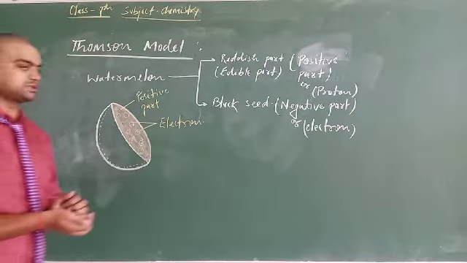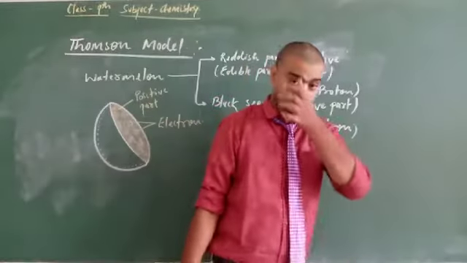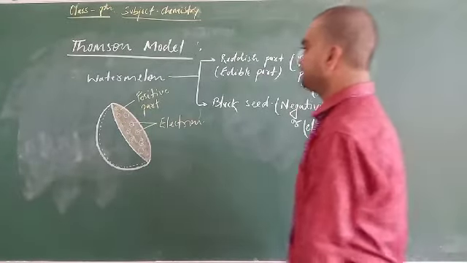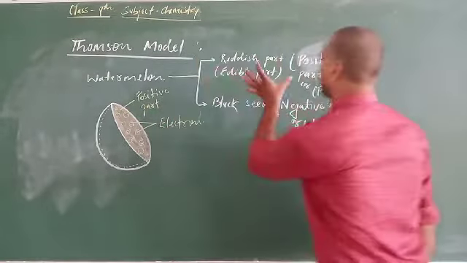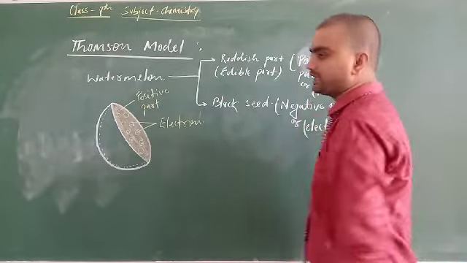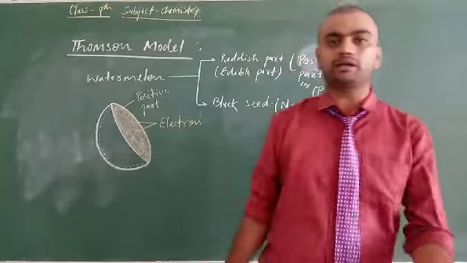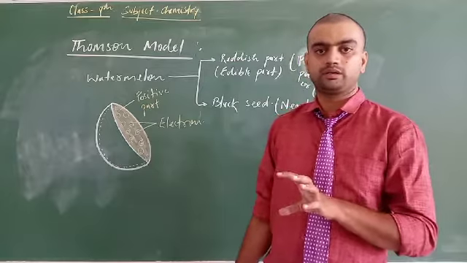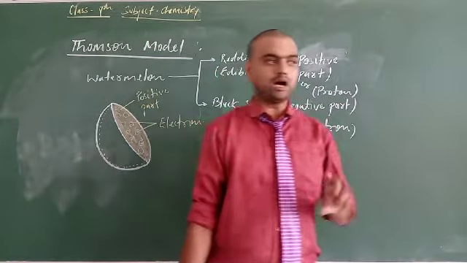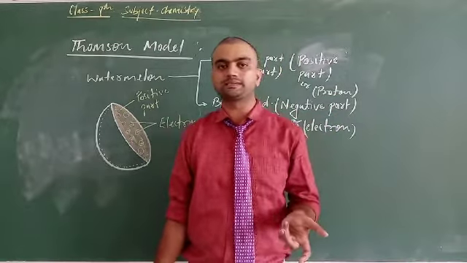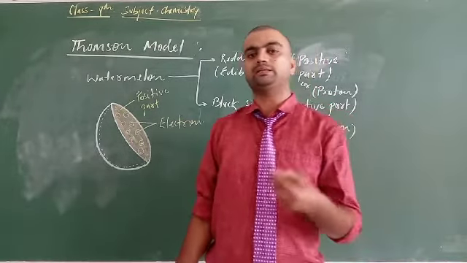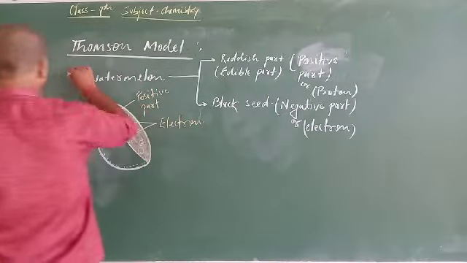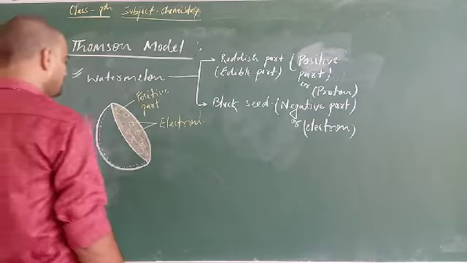Clear? So Thomson compared his model with the watermelon and said that in a watermelon two parts, the reddish part and the black seeds, are present, and the black seeds are just embedded inside the reddish part. Clear? On all the places, that means at the circumference as well as in the center. Clear? This is the watermelon model or Thomson model.